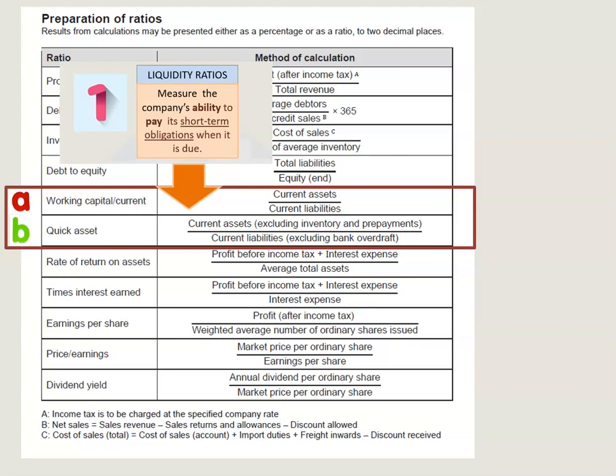So that is for current assets. For current liabilities, they will exclude bank overdraft. Again, this is because bank overdraft is an obligation which you can afford to hold on to even though it is short-term, so they are excluding that on that basis. But both of these ratios measure the ability to pay short-term debts.